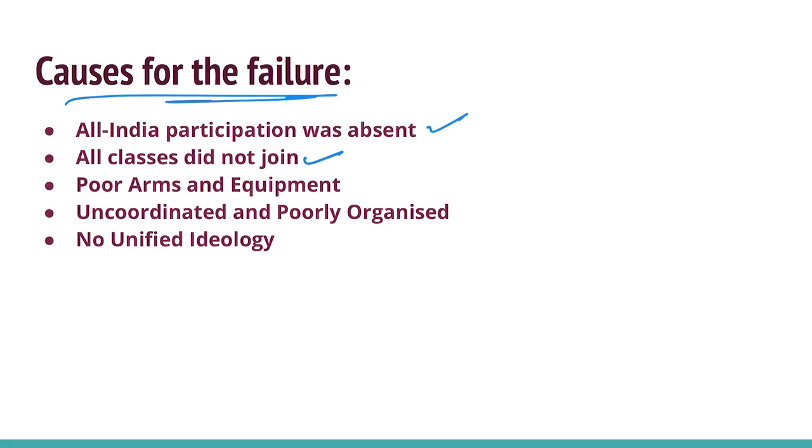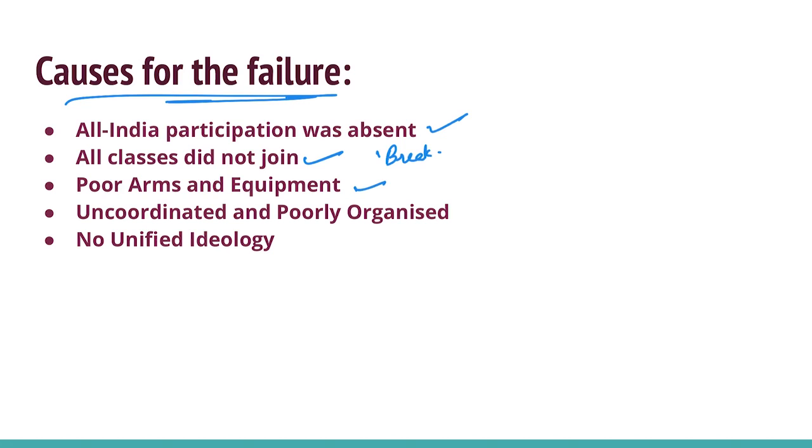All classes did not join the revolt. Big zamindars acted as breakwaters to the storm. Even the Awadh talukdars backed off once promises of land restitution were spelt out. Most of the Indian rulers refused to join, and they often gave active help to the British.